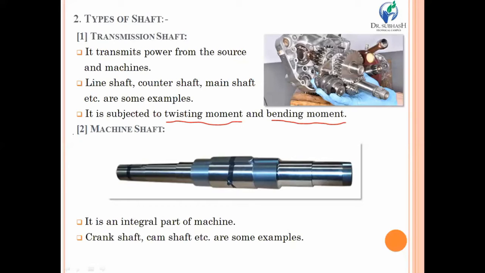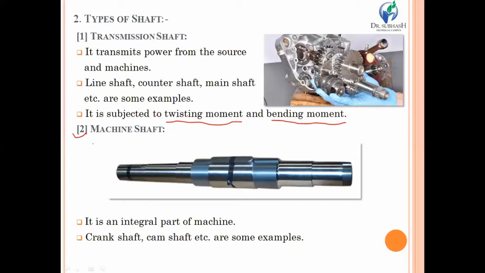Now, after the transmission shaft, there is a machine shaft. Look at the diagram. Machine shaft clearly means that it is an integral part of the machine itself. For example, suppose in an IC engine there is a crankshaft. So the crankshaft is an integral part of that particular machine. So we can say that it is a machine shaft.